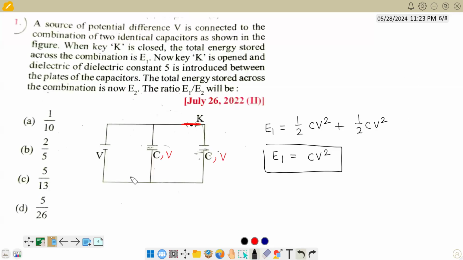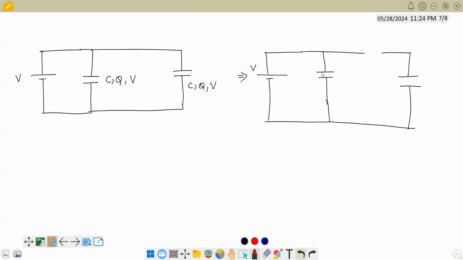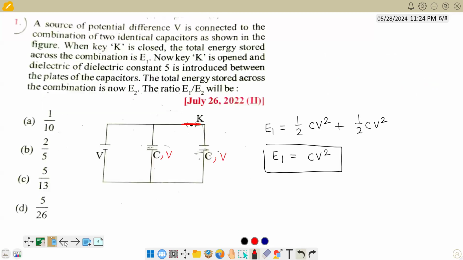Once we opened it, what did we do? A dielectric of dielectric constant 5 is introduced between the plates of the capacitor. So what we do is we introduce the dielectric between the plates of the capacitors. Let me call its dielectric constant K. Now he's asking the new energy in the system, E2.